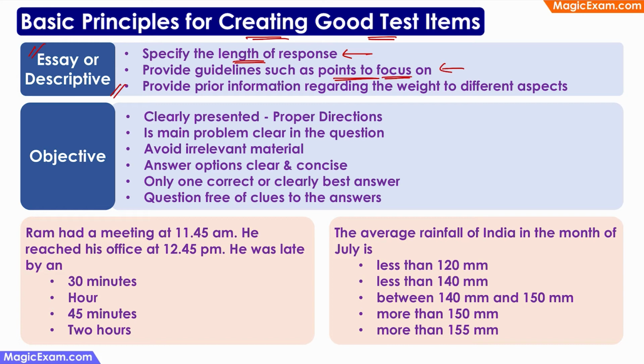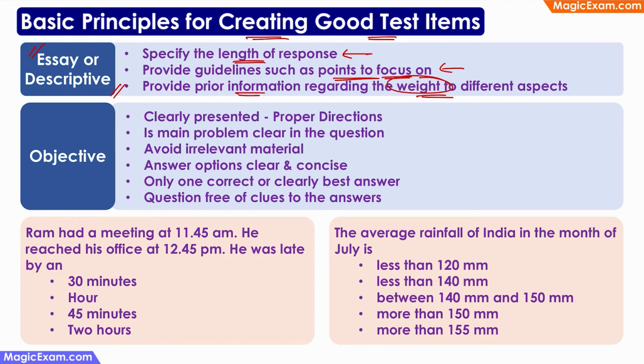And then provide prior information regarding the weight given to different aspects. For example, if I ask you to write an essay on the economy of India, I will tell you that 25 marks is for handwriting, 25 marks is for spellings, 25 marks is for examples, and 25 marks is for the remaining ideas that you present. Which means I'm clearly specifying the weightage that I'm giving to different aspects of your essay.